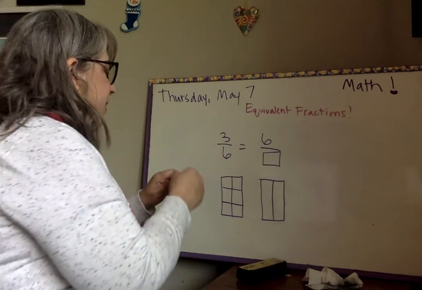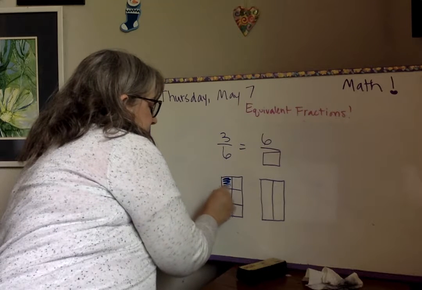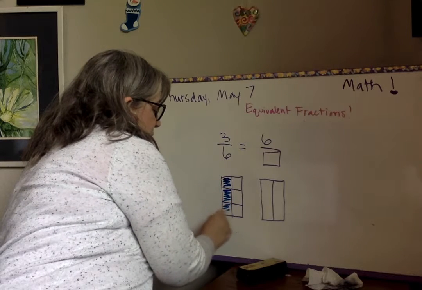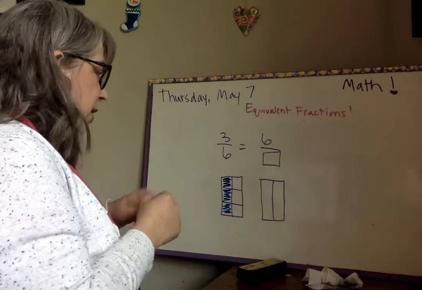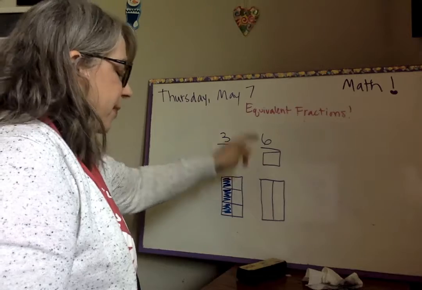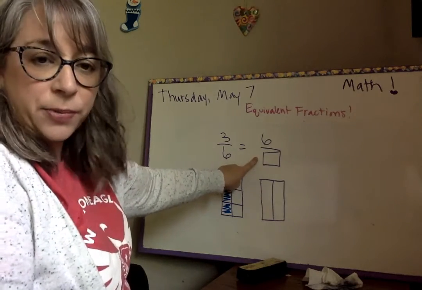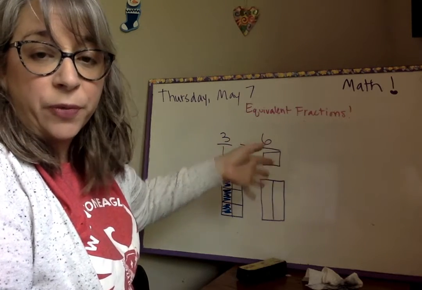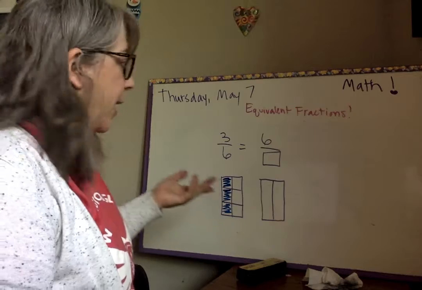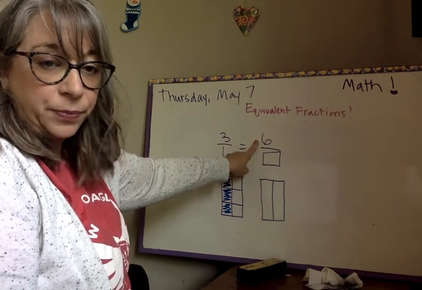So we have 3/6. Let's shade in 3/6. Really that's half, isn't it? So if we have a missing number, what can we do? We already know that we have to multiply. Whenever we're finding equivalent fractions, we multiply. So you can think, what times 3 is 6?